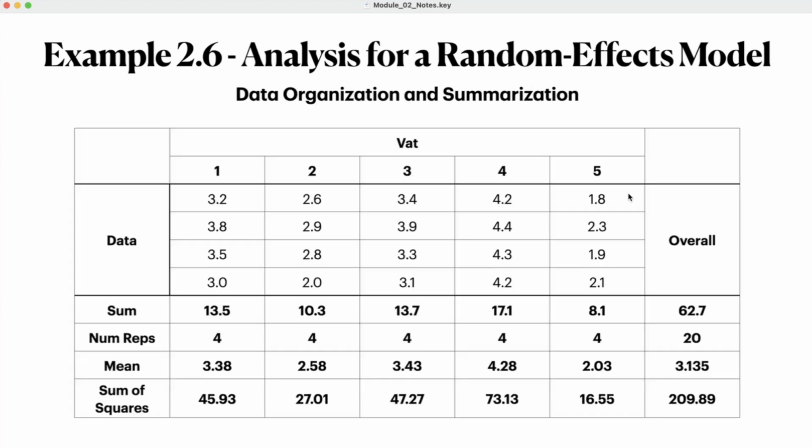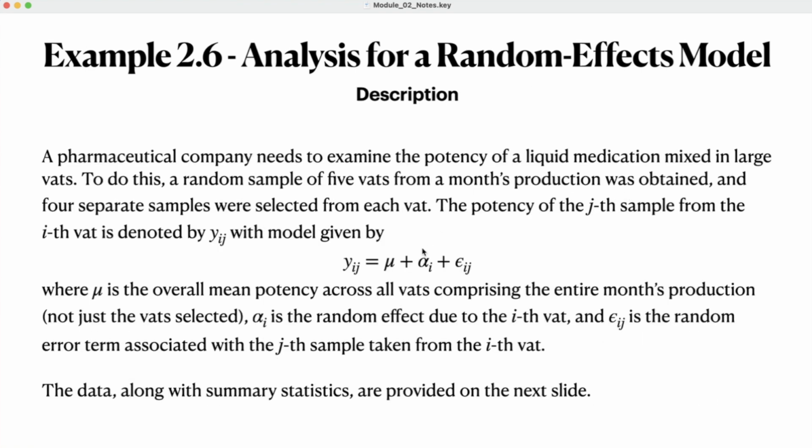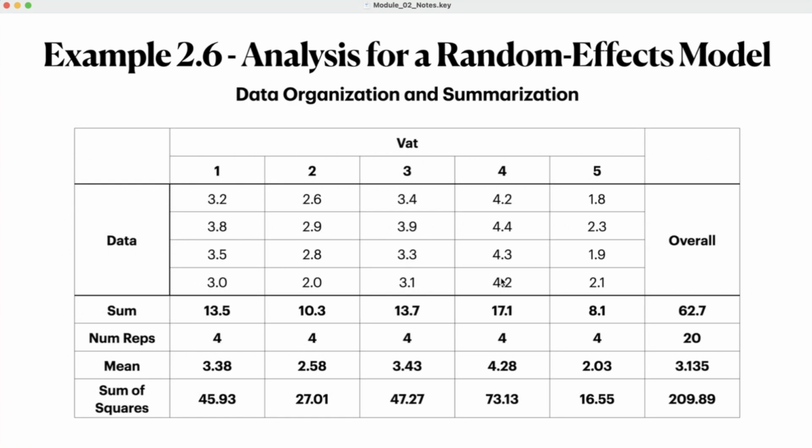So let me go back 2 slides. The question here is: is there any variability associated with these random effects that are associated with the vats? Or is all of the variability in the response associated with the variability from the error terms? And so that is the question.